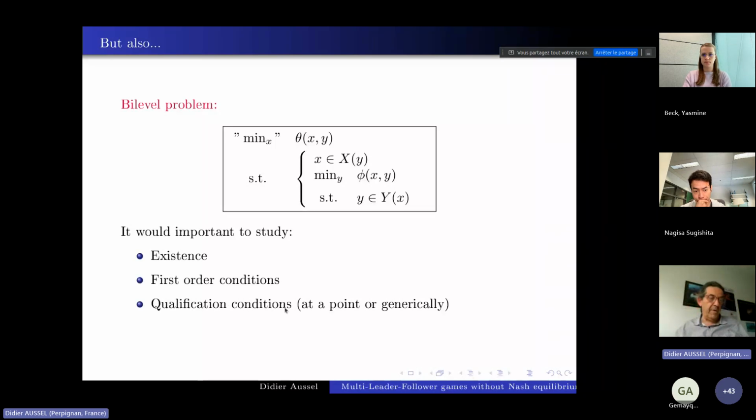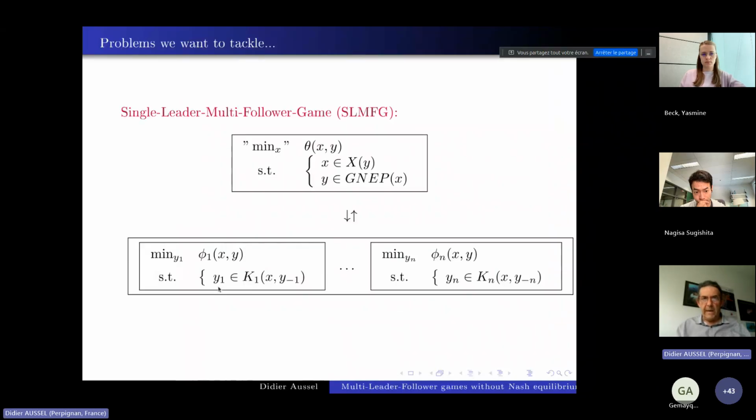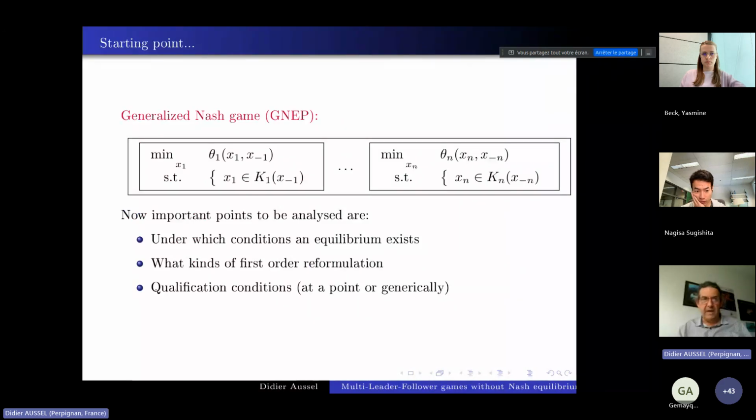And for the moment, the most efficient ones, or I would say the weakest one, is the Guignard qualification condition. But you can consider other kinds of setting, and in particular, in our modelization, you will see that we don't use derivatives.